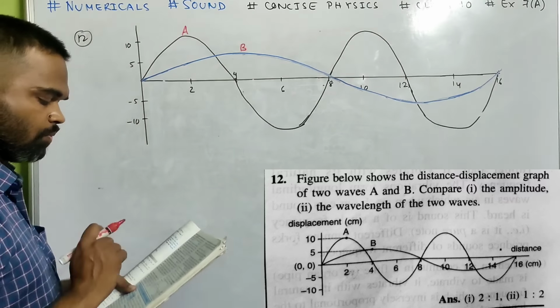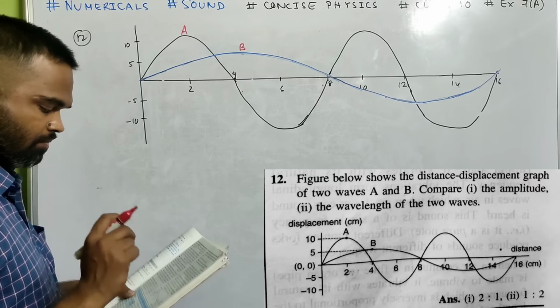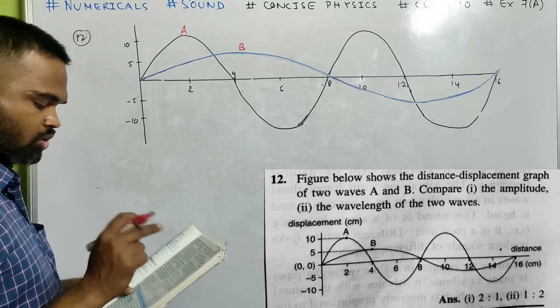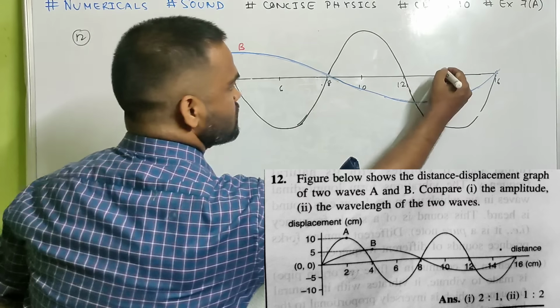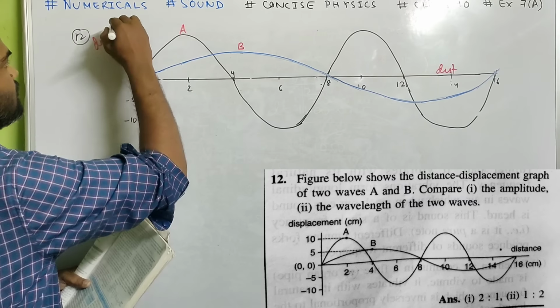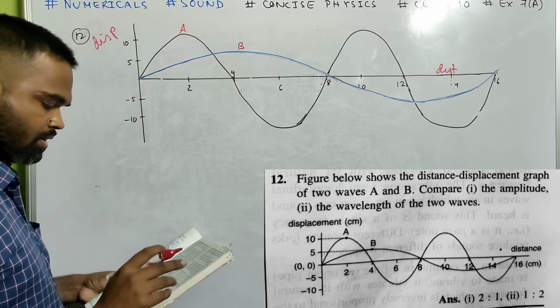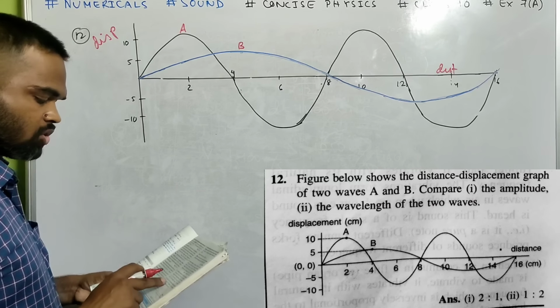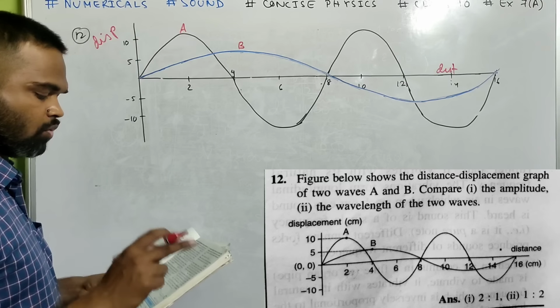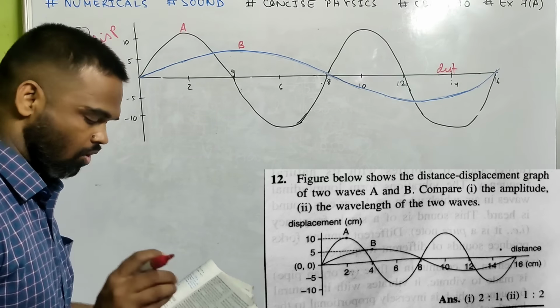Now let us look at number 12. The figure shows the distance displacement graph of two waves. This is your distance, and this is the displacement along the y-axis in centimeters. The figure shows the distance displacement graph of two waves A and B. Compare the amplitude and the wavelength of the two waves.